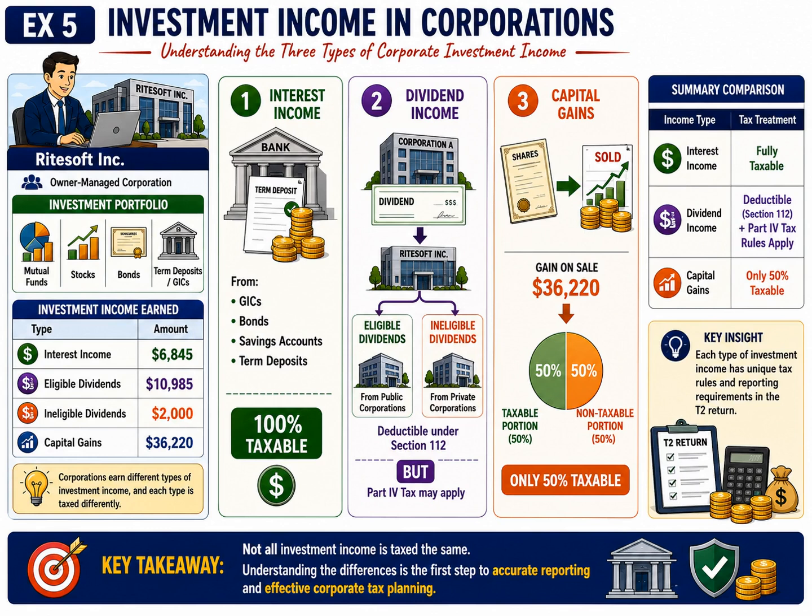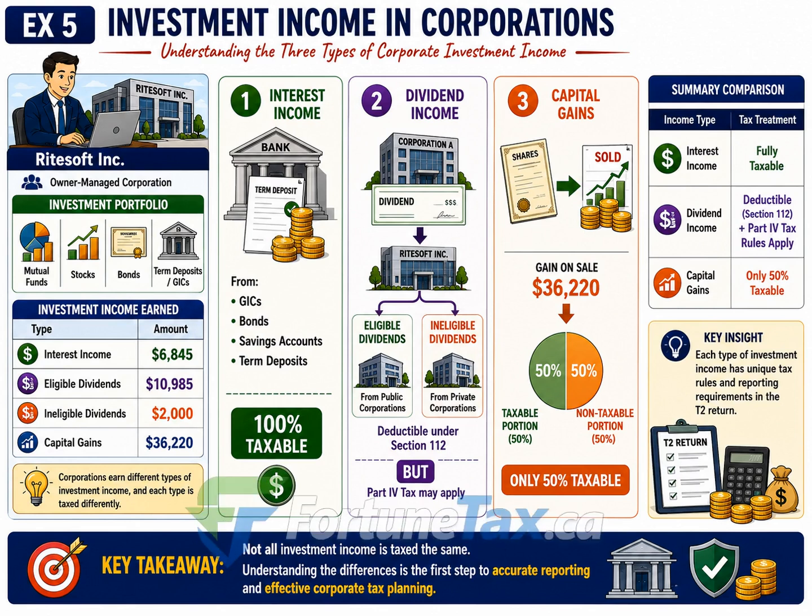The corporation received $6,845 of interest income, $10,985 of eligible dividends, $2,000 of ineligible dividends, and $36,220 of capital gains from selling investments. These amounts will become the starting point for the reporting process that we'll explore throughout this example.